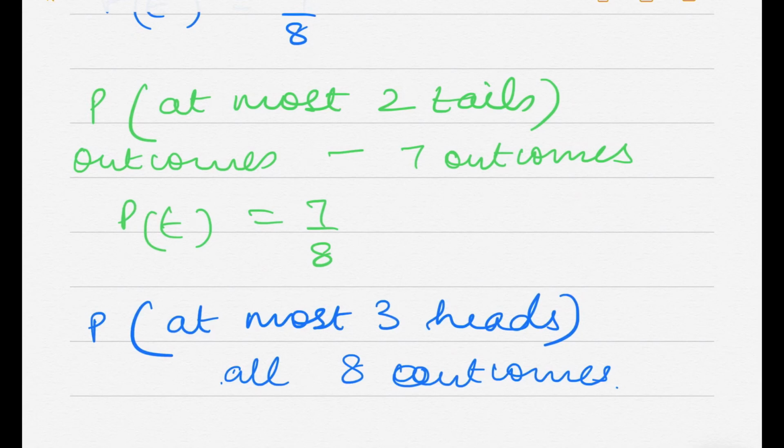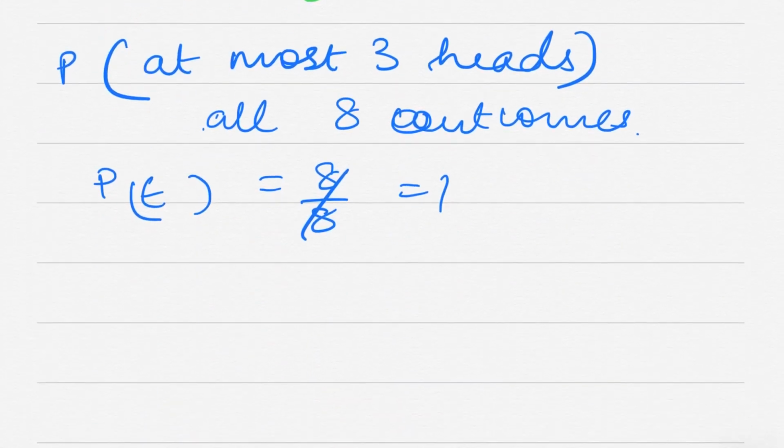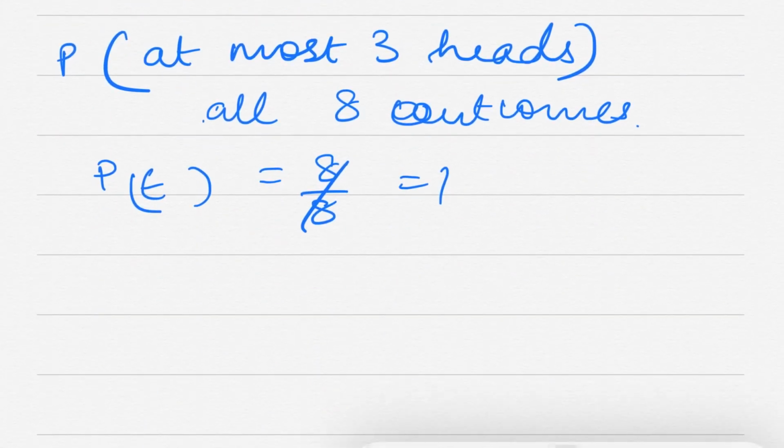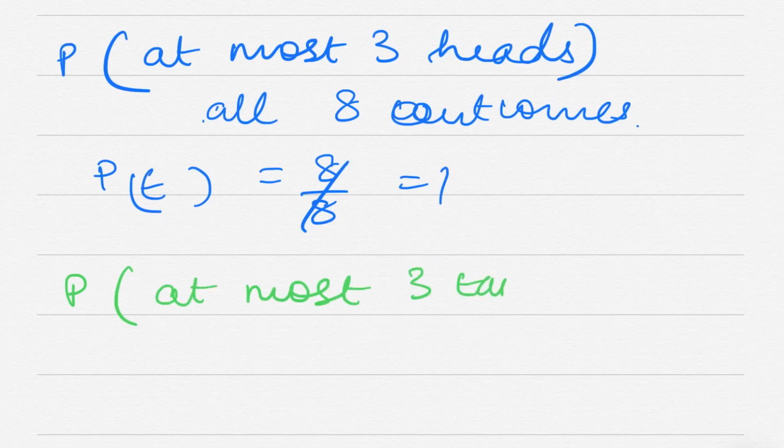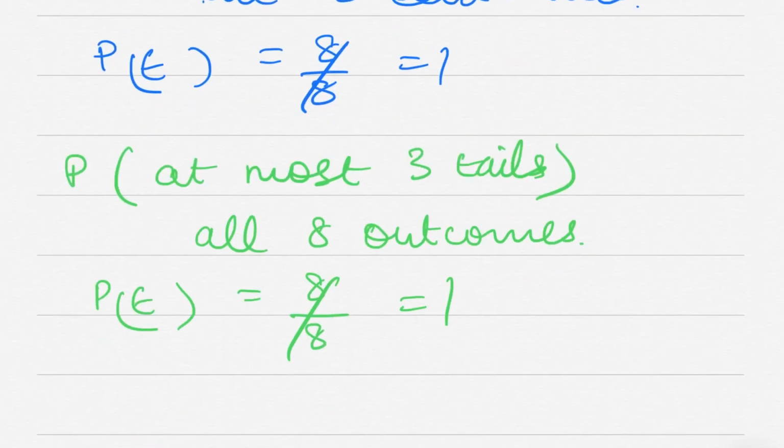So 3 heads, again try to understand. The 3 heads are maximum, but it can have 2 heads also, 1 head also, and 0 heads also, right? So all outcomes will be there. So the probability of this is 8 by 8, so this is equal to 1. Same way, if I go for the probability of having at most 3 tails. Okay, so 3 tails. So this also has all outcomes. So they include all the 8 outcomes, my favorable outcomes. So the probability of this event will also be 8 by 8. So this is also equal to 1.